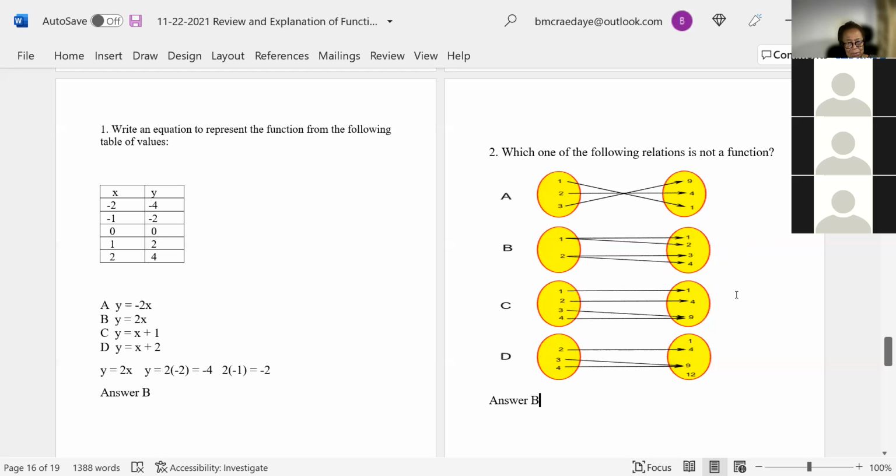Okay. How could I make this a function, Audrey? What could I do in the mapping to make B a function? Just tell me in words.